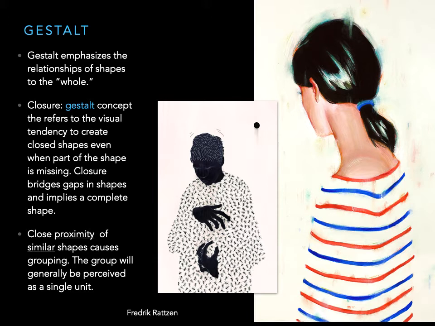Gestalt. And this is where we're thinking about the relationships that create a whole. And so one of them would be closure, which is the idea that we have a tendency to group and close shapes even when part of it's missing. So we don't have an outline around these figures, but because of the patterns, because of the lines, we close that shape off. We create a silhouette or a figure from that without looking at them necessarily as individual lines. We see them as a group.